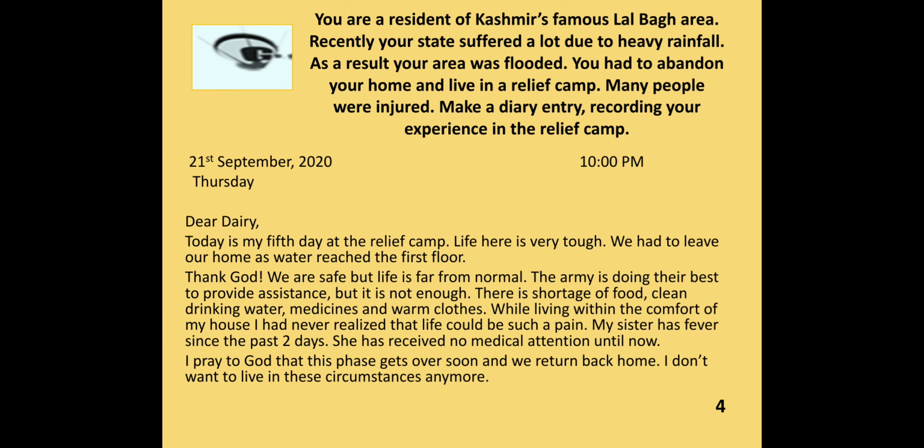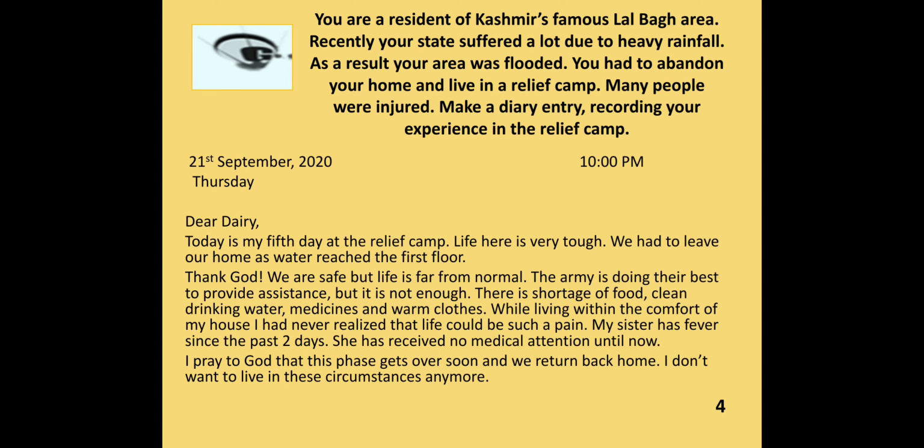Today is my 5th day at the relief camp. Life here is very tough. We had to leave our home as water reached the first floor. Thank God, we are safe, but life is far from normal. The army is doing their best to provide assistance, but it is not enough. There is shortage of food, clean drinking water, medicines and warm clothes.